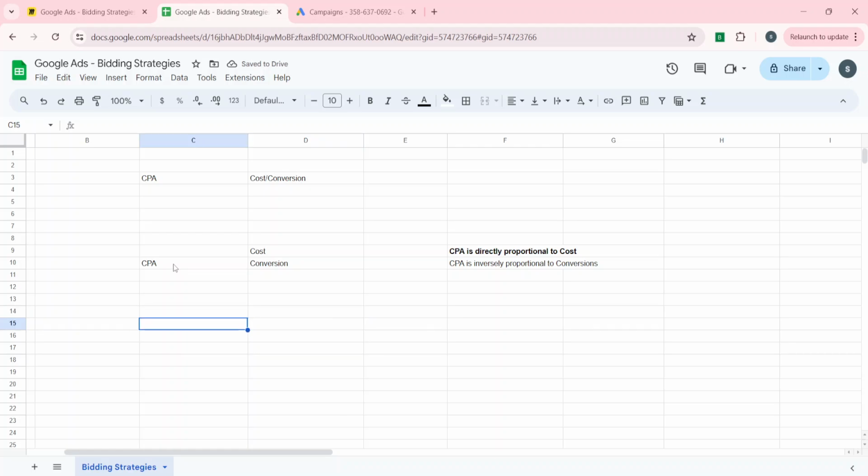So when you increase TCPA, cost will be increased, or when you decrease TCPA, cost will be decreased because they are directly proportional, right? If you increase CPA, cost will be increased. If you decrease CPA, cost will be decreased because they are directly proportional. So you are getting the logic, right?